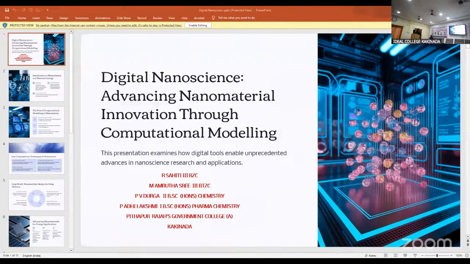Advancing nanomaterials for energy applications. Solar nanomaterials: computational design of quantum dots and nanostructures for enhanced photovoltaic efficiency. Energy storage: modeling novel electrode nanomaterials to improve battery capacity and charging rates. Catalysis: simulating nanoscale catalysts for renewable energy applications and fuel cells.